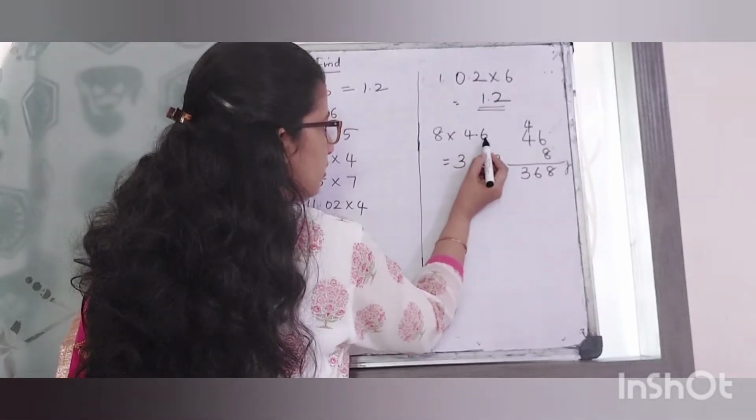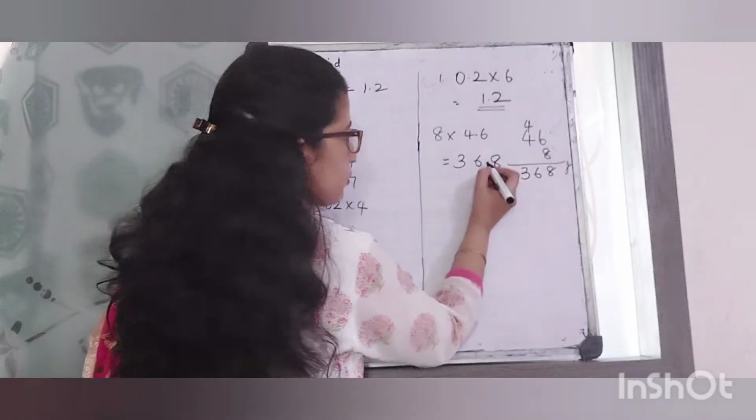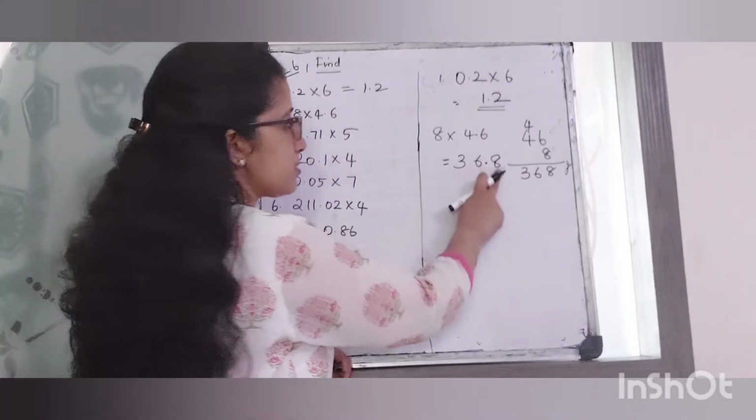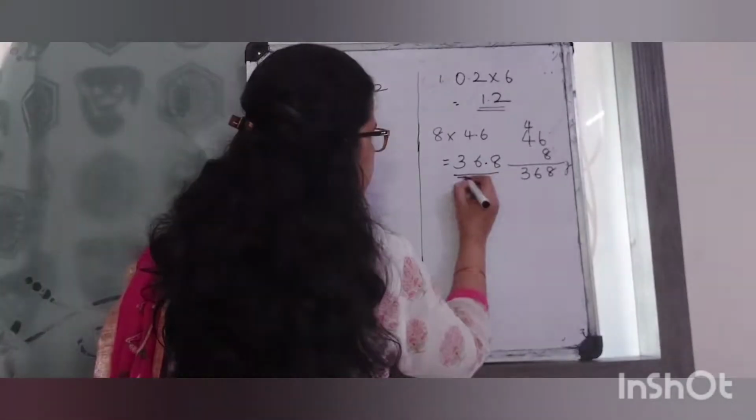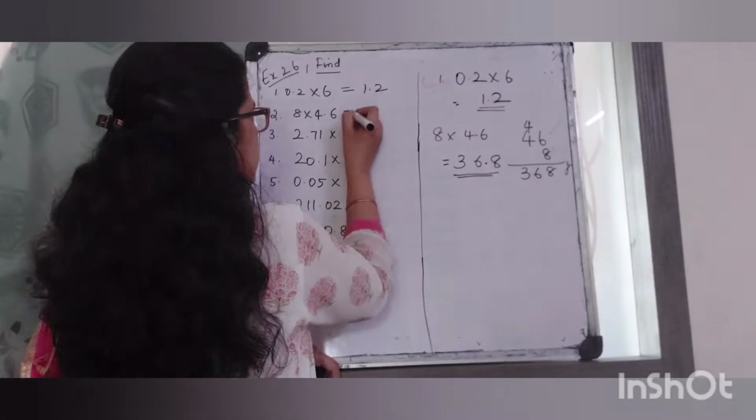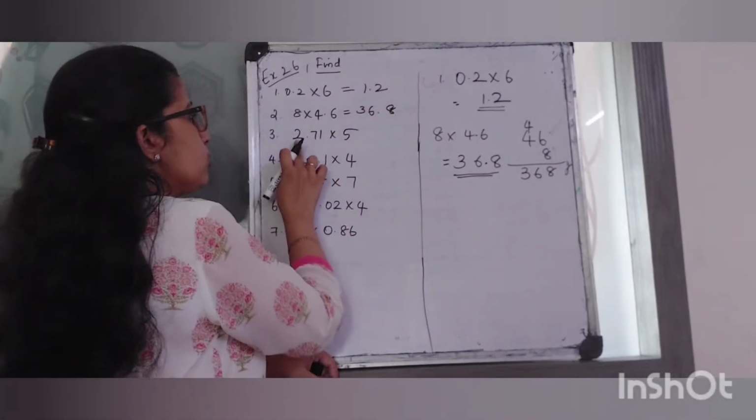There is only one digit to the right side of this decimal point. So here also we should put the decimal point here, so that one digit is there to the right side of the decimal point. Okay. So the answer is 36.8. Okay. So let's write the answer here, 36.8. What is the next problem?